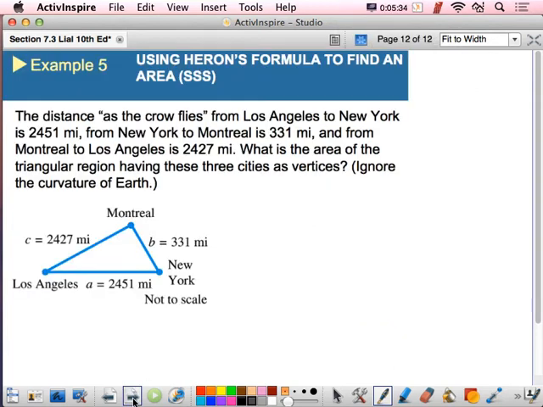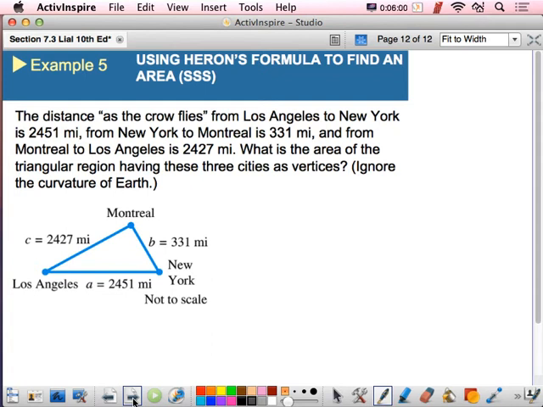Okay, so for this example, the distance as the crow flies from Los Angeles to New York is 2,451 miles. From New York to Montreal is 331 miles, and from Montreal to Los Angeles is 2,427 miles. We want to know the area of the triangular region between these cities. Why would we need to know that?